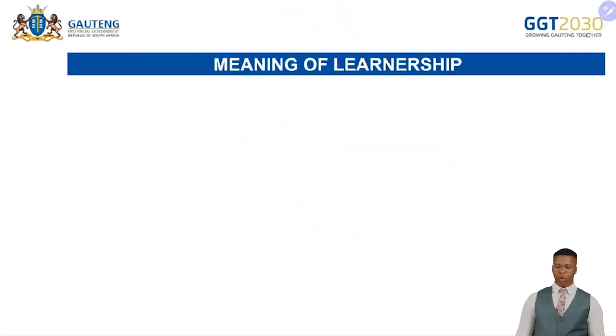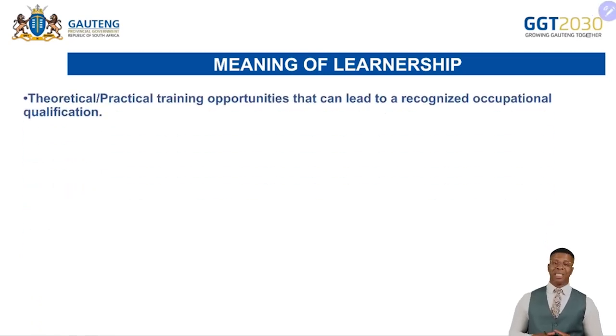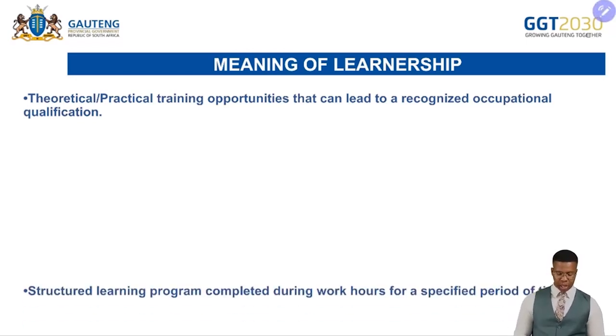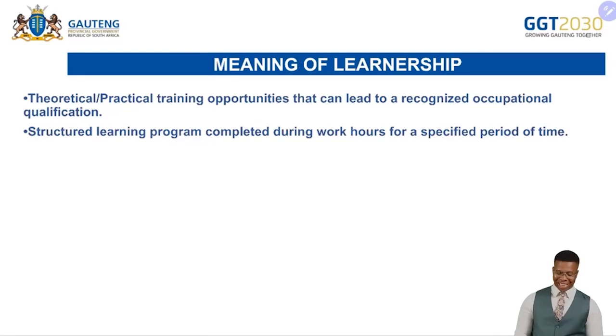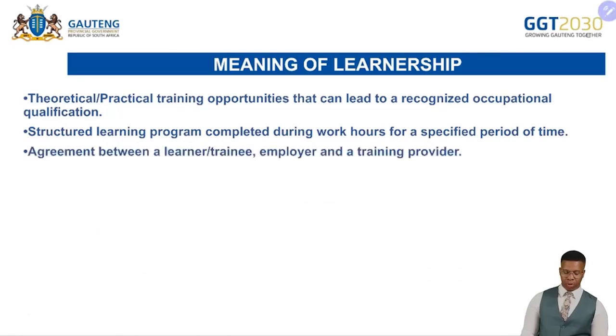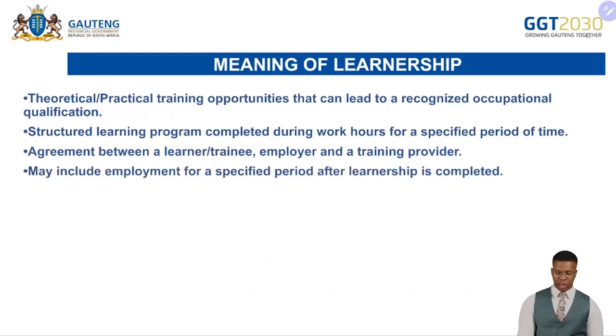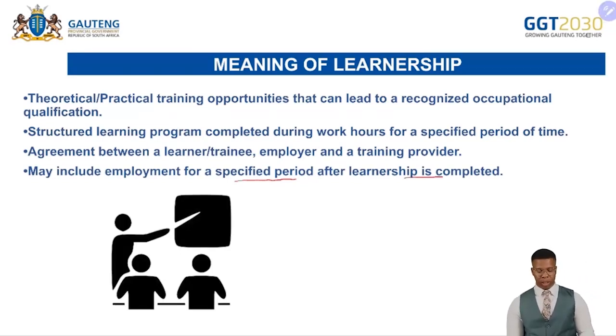Then we look into the meaning of learnership to say, what do we mean by a learnership? Now, a learnership is a theoretical or a practical training opportunity that can lead to a recognized occupational qualification. And then this is also a structured learning program completed during work hours for a specified period of time. And then it's also an agreement between a learner or a trainee, an employer and a training provider. And then it may include employment for a specified period of time after the learnership is completed. That's what we mean with a learnership.